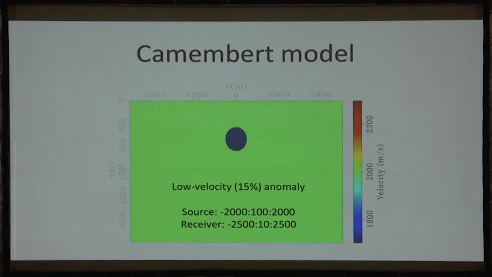So in this first very simple model, what we did was we put a low velocity anomaly, which is 50% lower than the background velocity, in the middle of the section. And we didn't put any reflectors down below. That limits our ability to image this circular anomaly. That makes the data mainly reflection data in terms of illuminating this anomaly. And all our sources and receivers are on the surface.